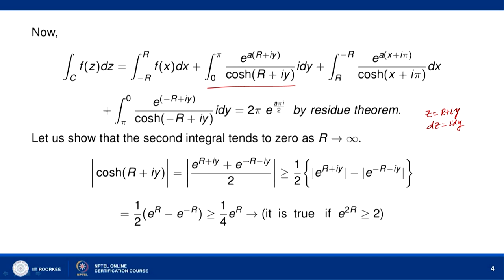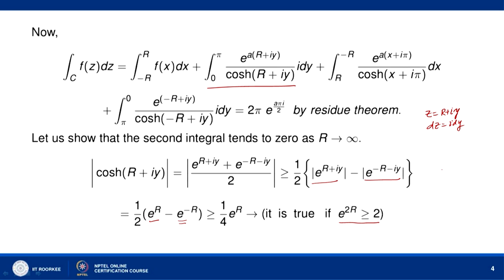So, we have mod of this plus this greater than or equal to 1 by 2 mod of e to the power r plus I y minus mod of e to the power minus r minus I y. Now, mod of e to the power I y is 1. So, we have this as e to the power r, and this is e to the power minus r. Now, 1 by 2 (e to the power r minus e to the power minus r) is greater than or equal to 1 by 4 times e to the power r if e to the power 2 r is greater than or equal to this.